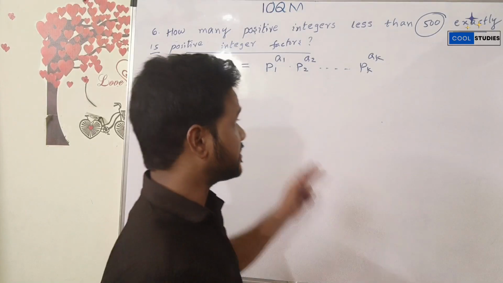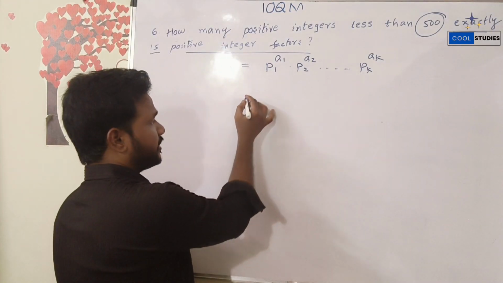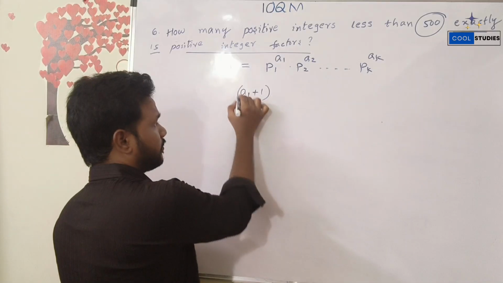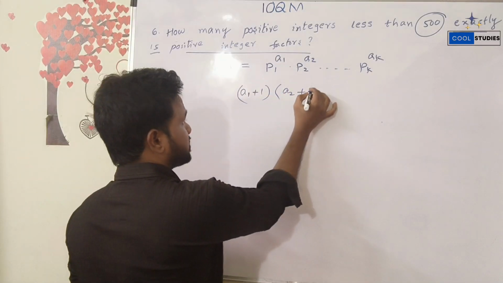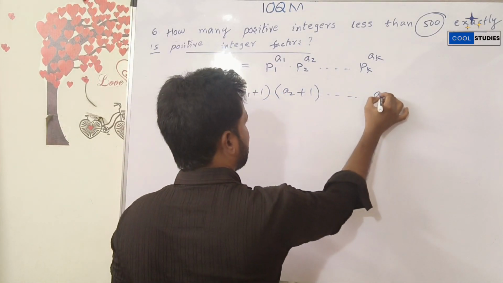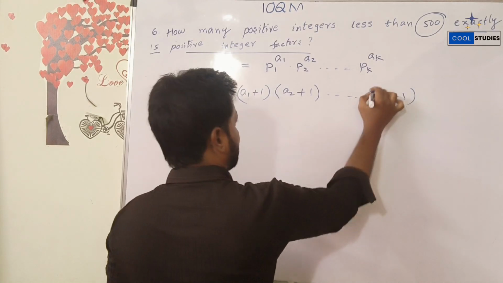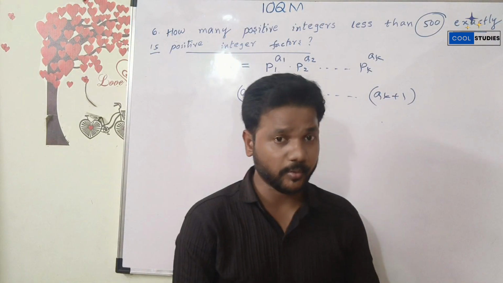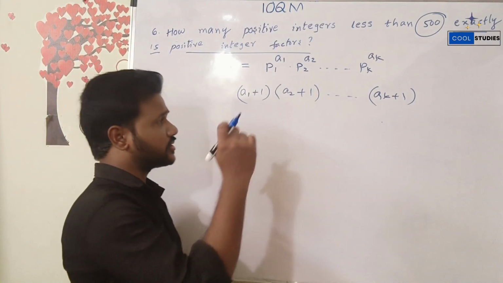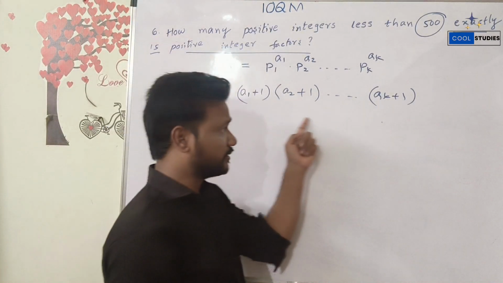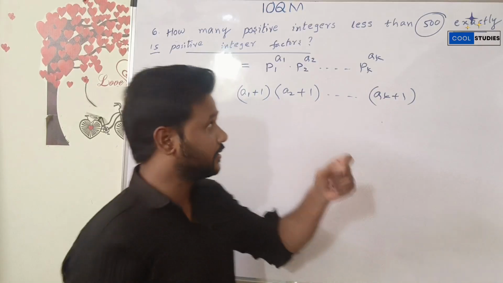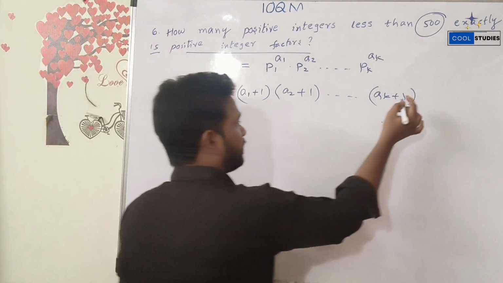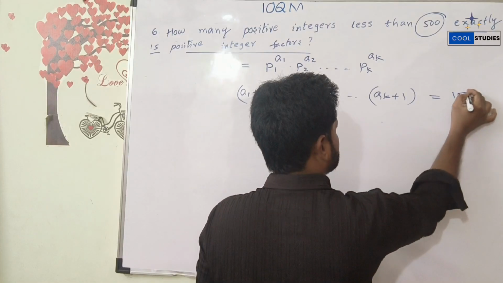Now what are the divisors of this n? We can write that the number of divisors is (a1 plus 1) into (a2 plus 1) and so on up to (ak plus 1). These are the factors of the given number. I hope you understand here. According to the question, if you multiply these factors, we have to get the answer 15.